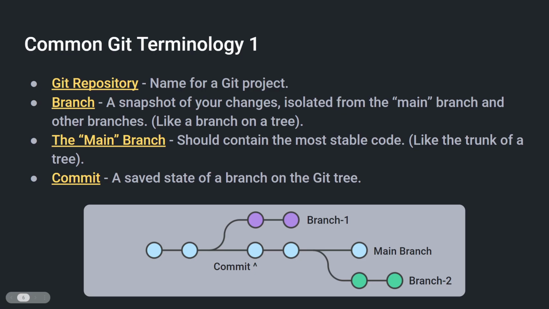So let's talk about what the main branch is. So the main branch is a branch that should only contain the most stable code, and pretty much when you go to use Git, you're going to want to branch out, make changes and stuff, and then you'll be merging that branch back into the main branch with working and functional code.